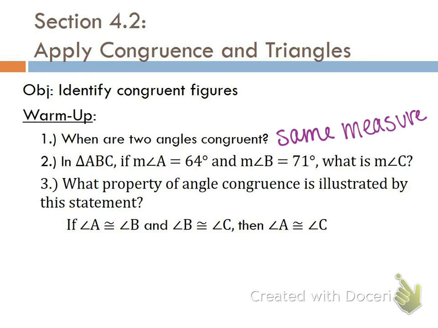In triangle ABC, if the measure of angle A is 64 degrees and the measure of angle B is 71 degrees, what is the measure of angle C? Do we agree with 45 degrees? Pretty sure. They should add up to 180. So 60 and 40 would make 100. That'd make up to 180.